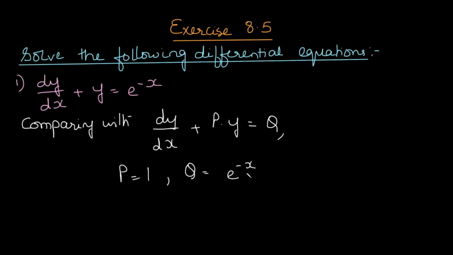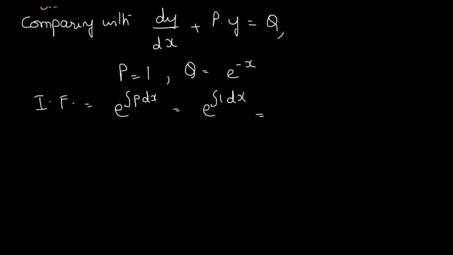And then the integrating factor, which is given by the formula e raised to integral p dx, is written as e raised to integral. In this case, p is 1. So as a result, it becomes 1 dx. And you know that the integral of 1 is nothing but x. And therefore, we get e raised to x. So the integrating factor becomes e raised to x.